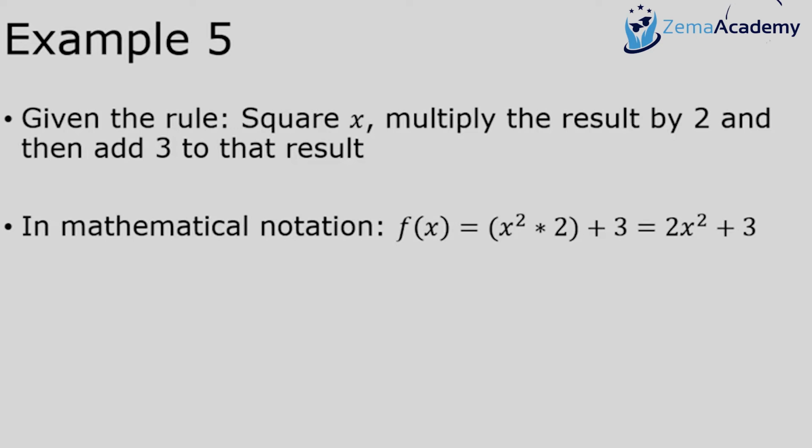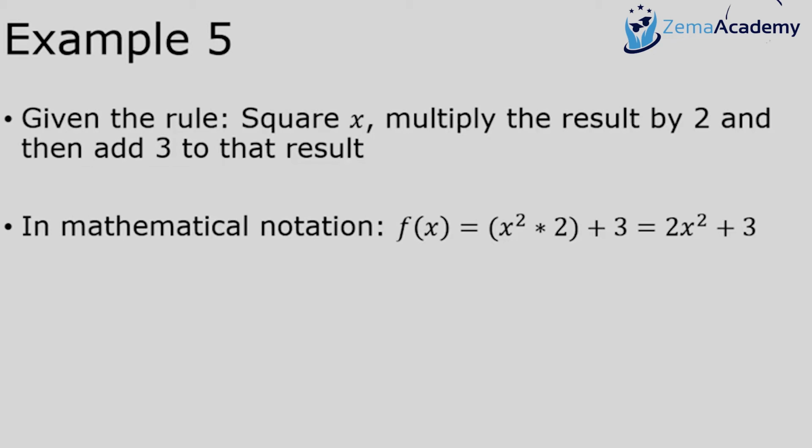Well, in mathematical notation, f of x equals the square of x, x squared, multiplied by 2. So we're multiplying the result of the square of x by 2. And then we're adding 3 to that result. So if I write that down in algebra, I've got x squared times 2 plus 3. Because the x squared times 2 is done first, I put it in brackets, although of course it's a multiplication, so I don't actually need to, but it's to make it clear to you what's going on.